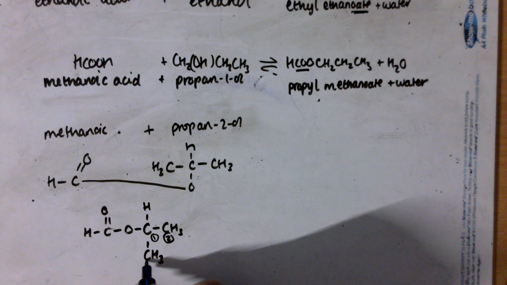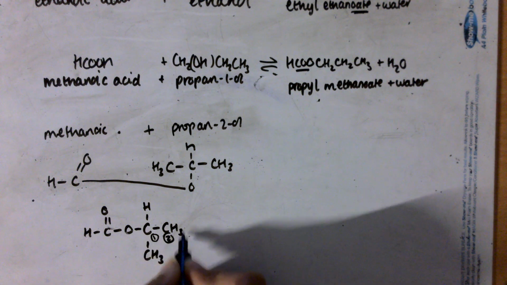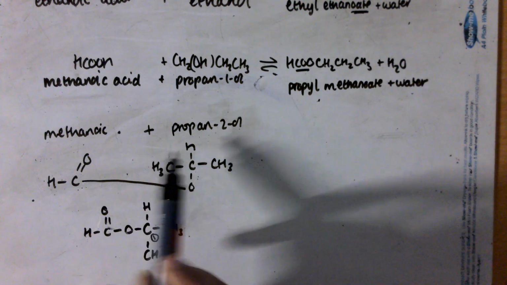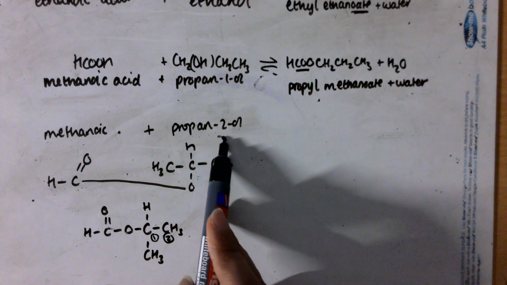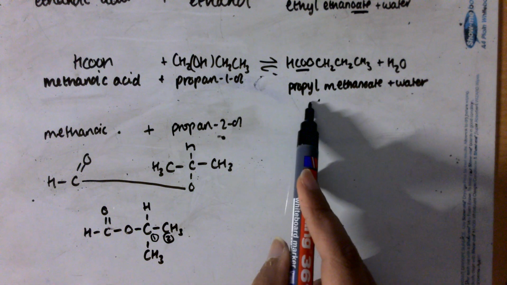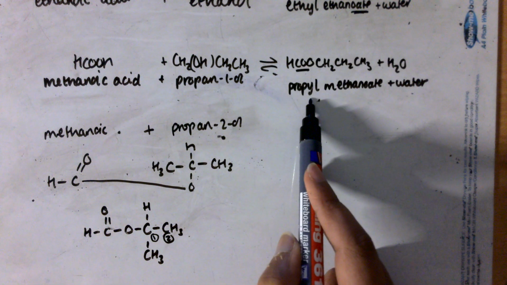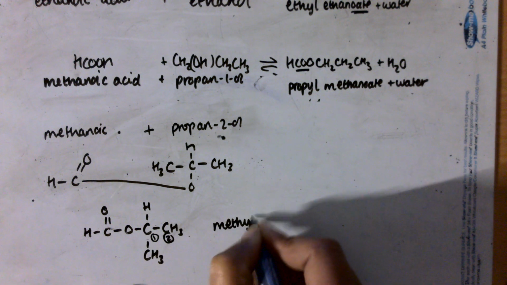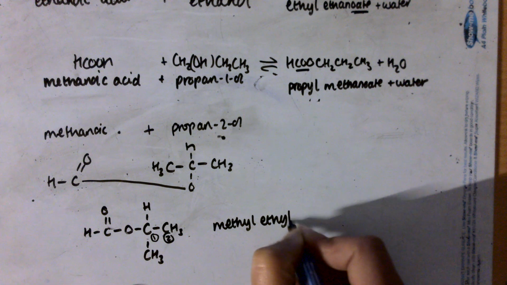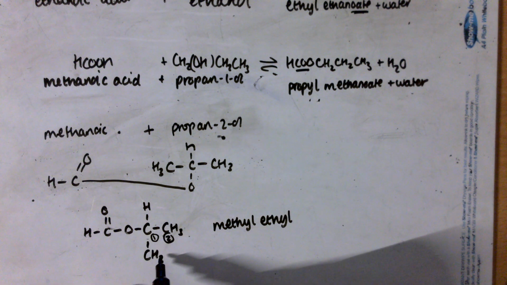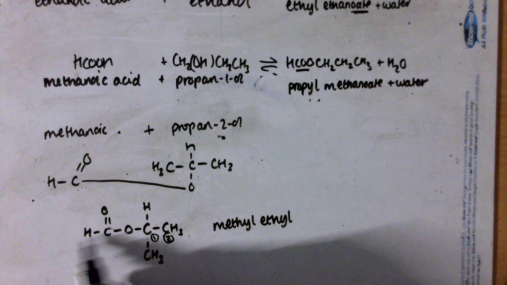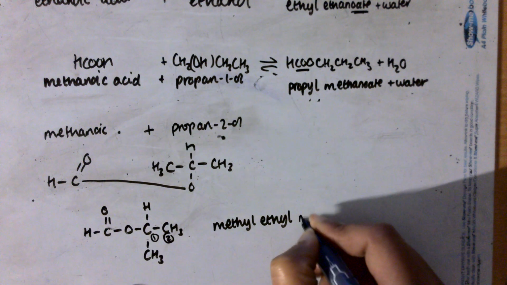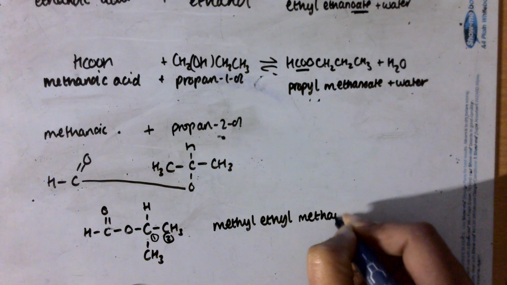So I can say I've got a methyl on the ethyl. The reason we're saying methyl and ethyl instead of -ane is because they're from the alcohol. And remember, the alcohol part goes first in every single one of these. So I have a methylethyl, because the methyl is on the ethyl. Then the carboxylic acid that it was from is called methanoic acid. So I have a methanoate.